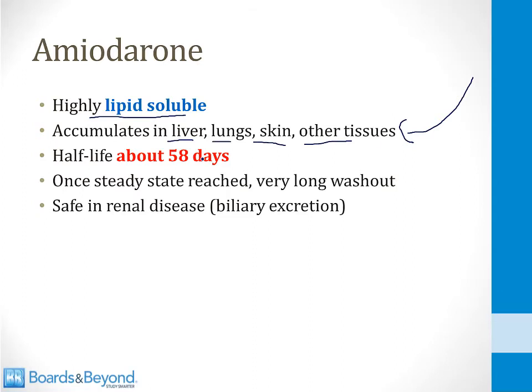It has a very long half-life, about 58 days. Once a patient is loaded on amiodarone and they have reached steady state, it takes a very long time for the drug to wash out of their system. Because it's lipid soluble, however, it is safe in renal disease. It is primarily biliary excreted and not excreted via the kidneys.